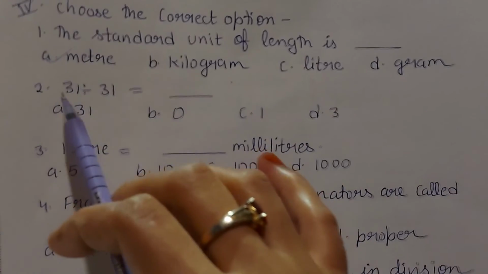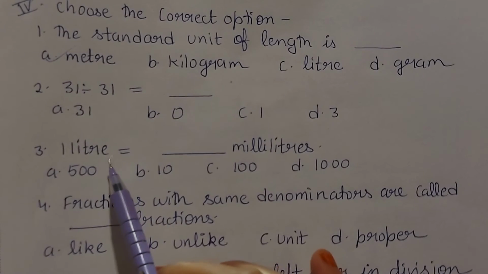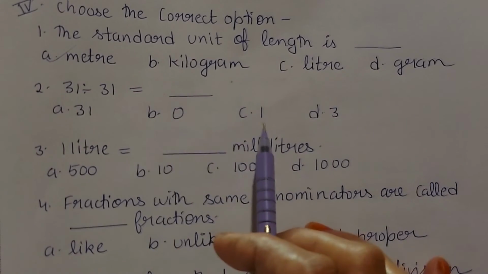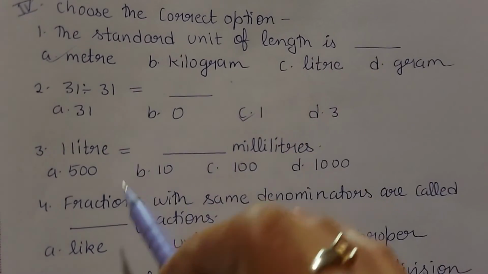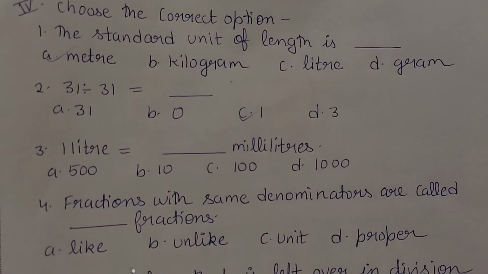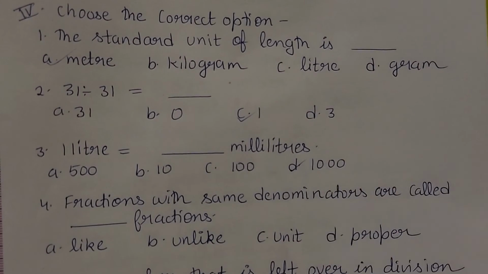Then next is 31 divided by 31. So it's very easy. When we divide 31 by 31, we'll get 1. 31 ones are 31. So option number C is correct. The next is, 1 liter is equal to dash milliliter. In 1 liter there are how many milliliters? We all know in 1 liter there are 1000 milliliters. So option number D is correct.